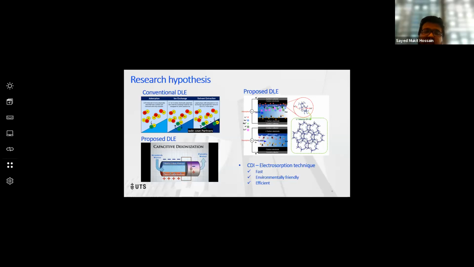ZIF-8 consists of zinc metal and 2-methylimidazole ligands coordinated in a framework structure. Herein, in this work, we plan to use a thin film of ZIF-8 on our carbon electrode to make it selective towards lithium.